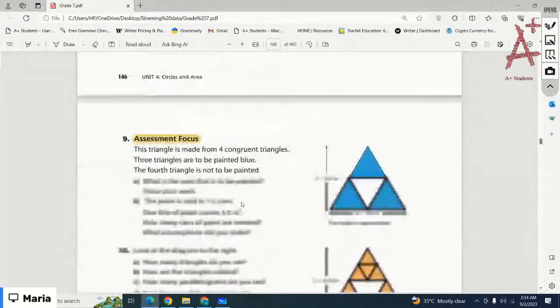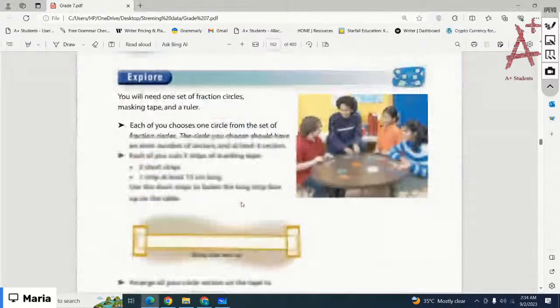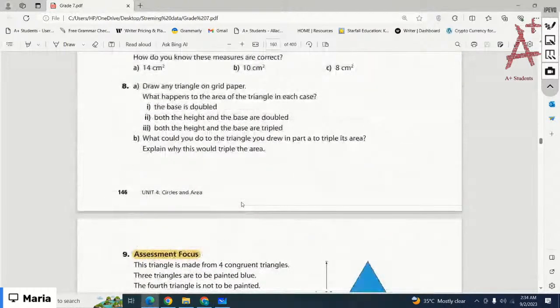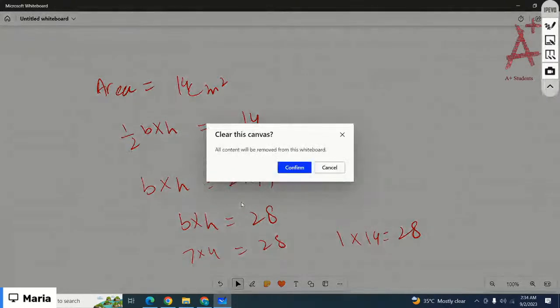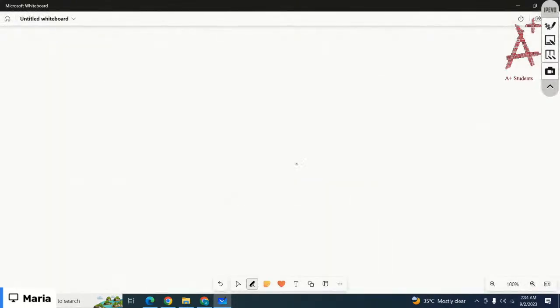Let's just do question number 8. Draw any triangle on grid paper. What happens to the area of the triangle in each case when the base is doubled? You have to draw any triangle, right? Let me just draw. For example, I can draw this triangle that has the base 4 and the height is also 4, right?